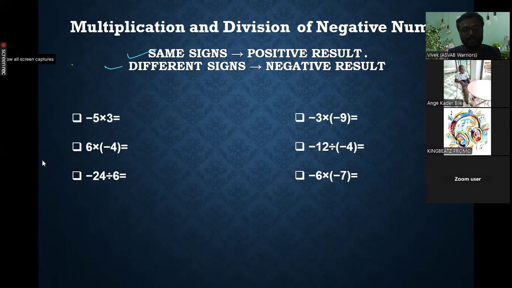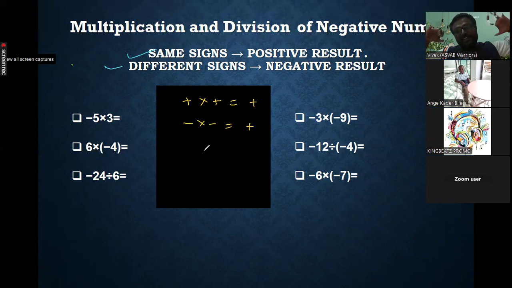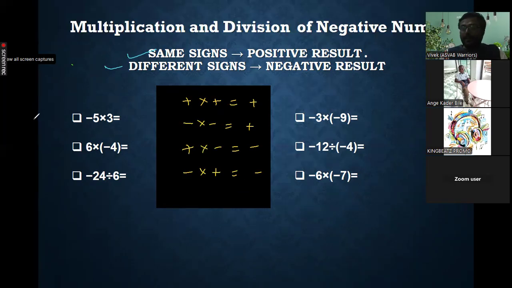What does that mean? I'll just write it down over here. So same sign: a positive number times a positive number, you'll get a positive. A negative number times a negative number, you'll get a positive. Remember, same signs, positive. Different signs, negative. So positive times negative is negative, and negative times positive is negative again. Now, it applies for multiplication and division both.